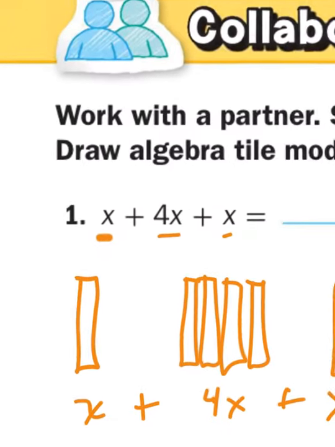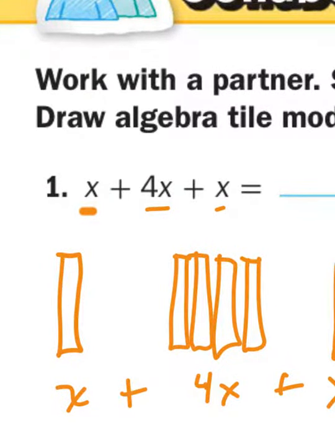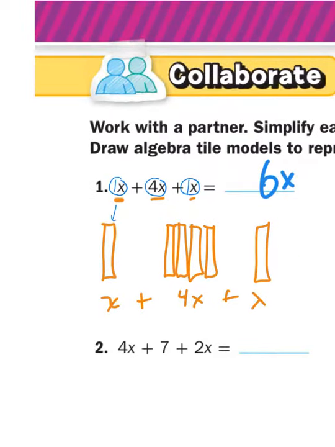Now, if you were doing this without tiles, here's what you would say. By the way, usually when I see x, I think of it as 1x, because look down, isn't that 1x? So since they're all x tiles, we can add them. We would say I have 1x plus 4x is 5x plus 1 more x would get me 6x. Okay? You can add all x tiles together.